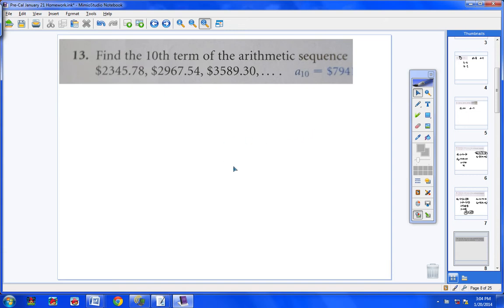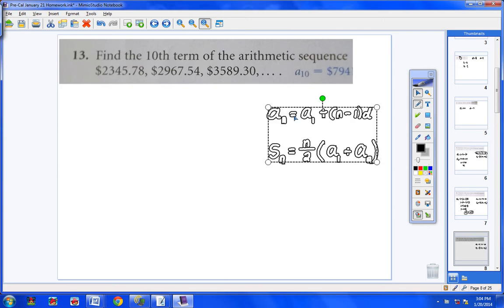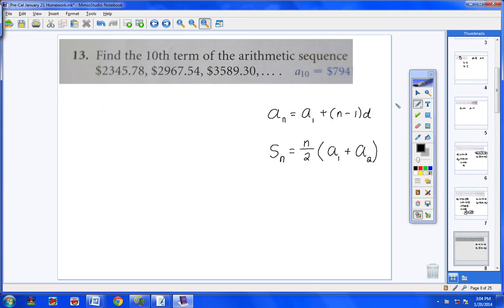Okay, now students, take a look at number 13. Find the 10th term of the arithmetic sequence. And so let's pull our formulas up here. And again, you could write out the terms until you got to the 10th one. That's fine. I just recommend we quickly find the 10th term. And plus, it's good practice because I might ask you on a test to find the 50th term. And that would take quite a while to write out 50 terms.